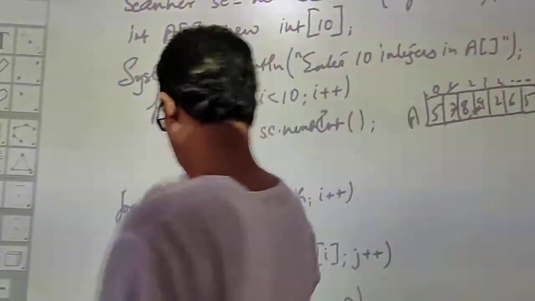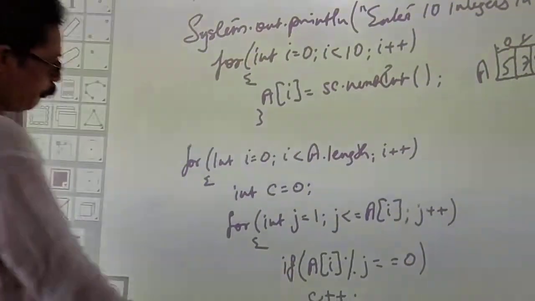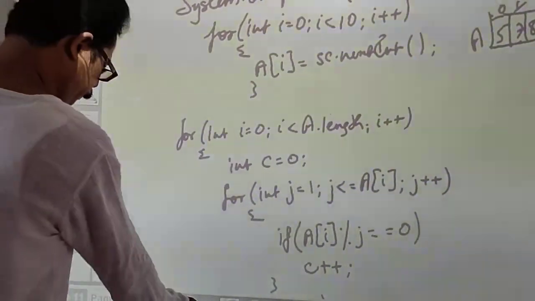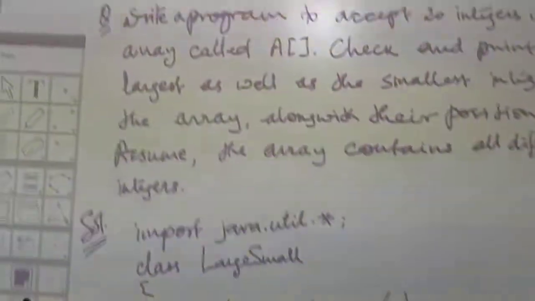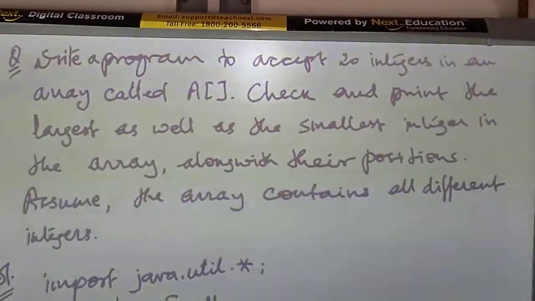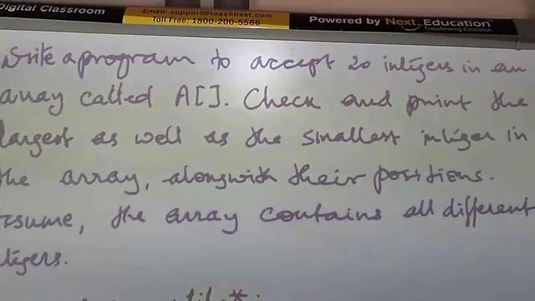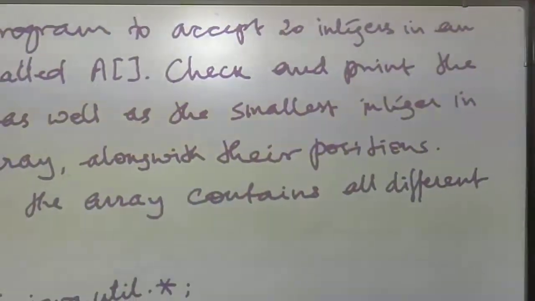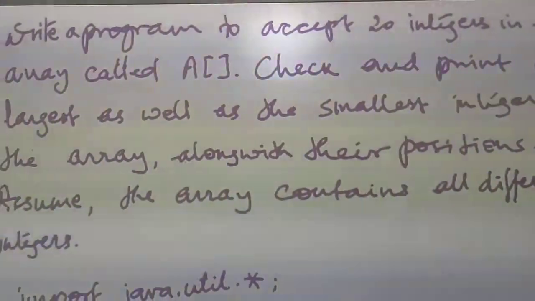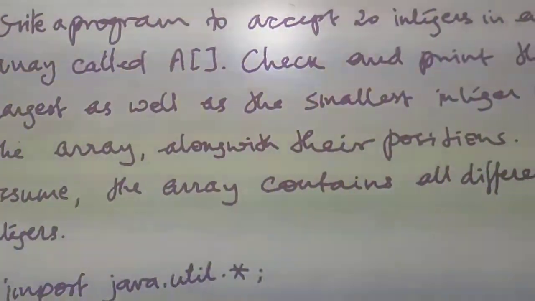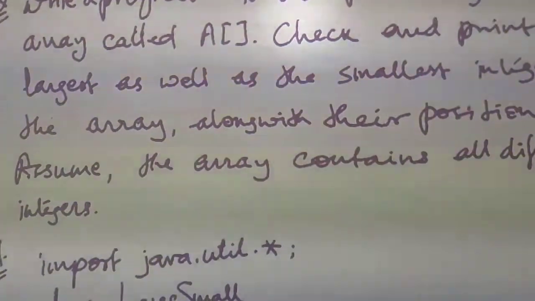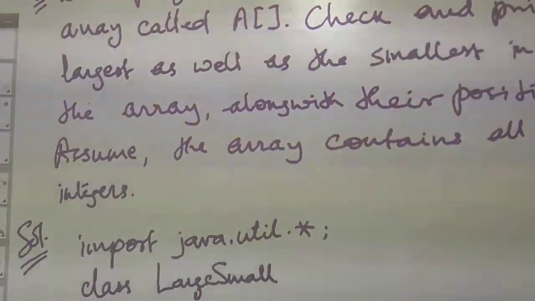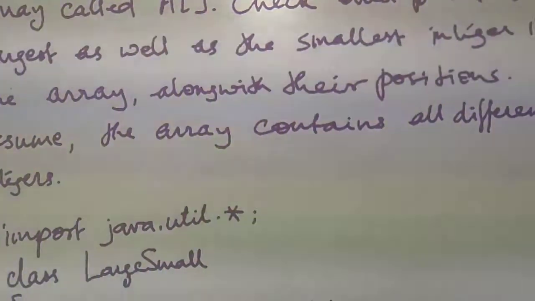Now we will move on to another example program to illustrate the method that we did. Write a program to accept 20 integers in an array called A. Check and print the largest as well as the smallest integer in the array along with their positions. Assume that the array contains all different integers.